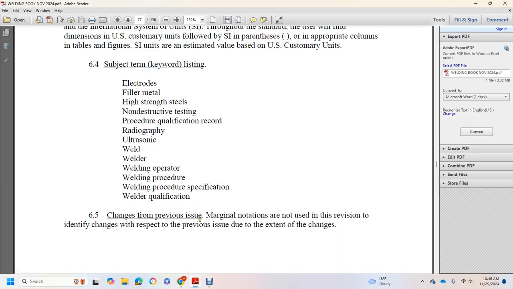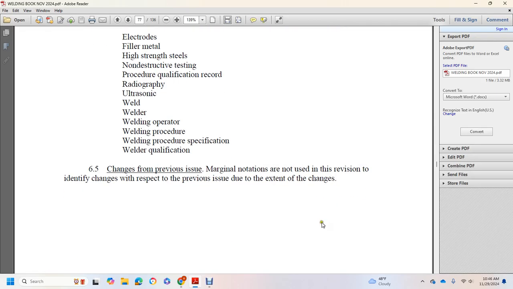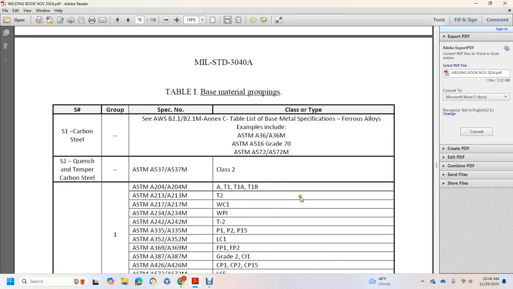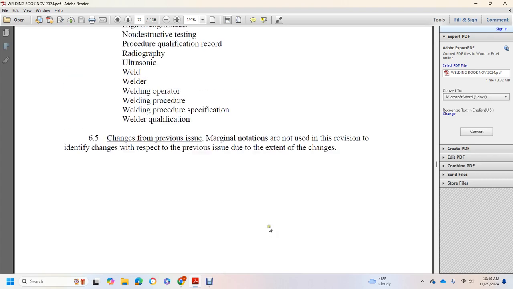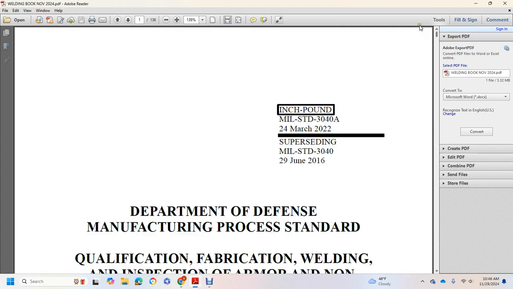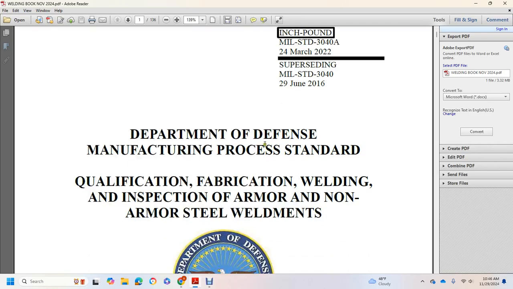6.5 Changes from previous issue. Marginal notations are not used in this provision. Identify changes with respect to the previous issue due to the extent of the changes. Alright, table 1. And that completes the reading for the Department of Defense manufacturing process standard: qualification, fabrication, welding, inspection, armor and non-armor steel weldments.